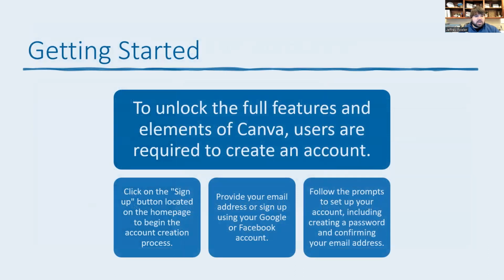All right, next, getting started. To unlock any of the features when it comes to Canva, you've got to have an account. You'll just click on the sign up button on their homepage. You just need an email address or a Google or Facebook account, and then you can just follow the prompts that they send you, create a password, confirm your email, all those things that we're all used to in this technological day, and get into your Canva account so that way you can start designing.